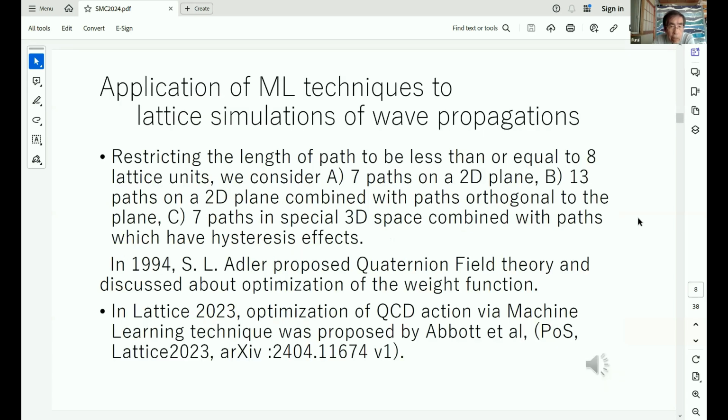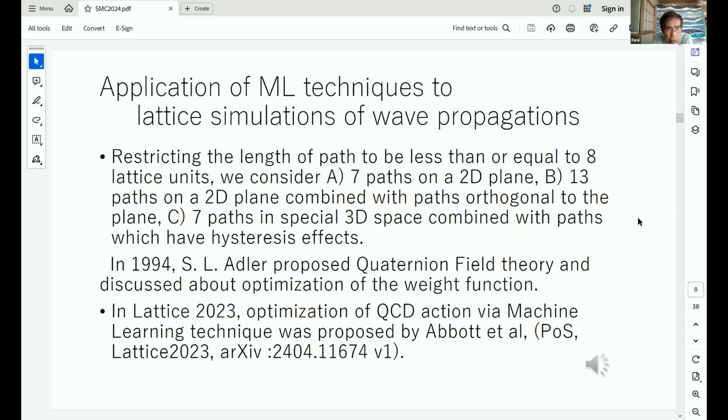And the application of machine learning technique to lattice simulation of wave propagation. Restricting the length of paths to be less than or equal to 8 lattice units, we consider A, 7 paths on a 2-dimensional plane, B, 13 paths on a 2-dimensional plane, combined with paths orthogonal to the plane, and C, 7 paths in a special 3D space, combined with paths which have hysteresis effects.